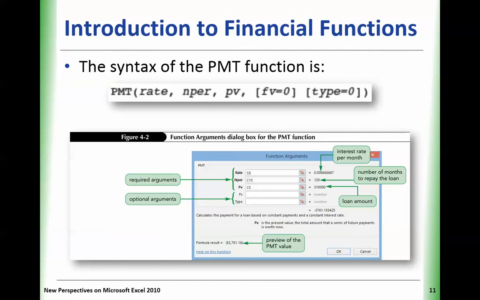The syntax of the PMT function is rate, the number of months to repay the loan, and the loan amount. Okay, let me back up. We have three required arguments: the interest rate, the number of months, and the loan amount. We have some optional arguments as well that can go in there, but we're not going to get into those right now. Those are the FV, future value, and the type.